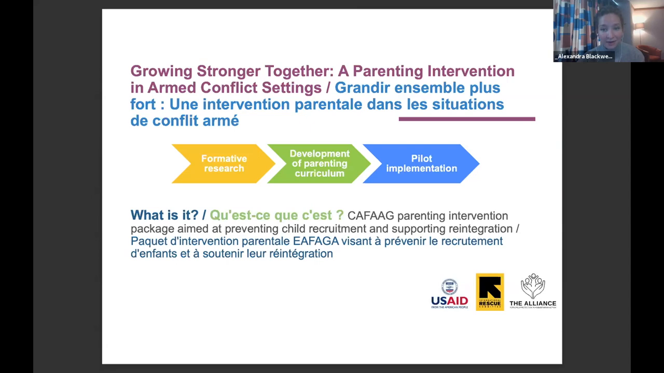So we have an intervention package that we've piloted and did a feasibility evaluation in the Central African Republic and the Democratic Republic of Congo. We're also doing additional pilots in Nigeria and Iraq. So now I'll hand over to my colleagues Fabienne, who's our Child Protection Senior Officer in CAR, and Ange, who's our Child Protection Officer in DRC, to talk a bit more about the adaptation to those settings. So over to you, Fabienne.